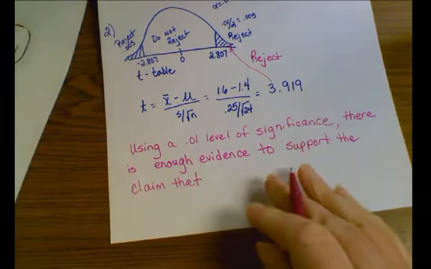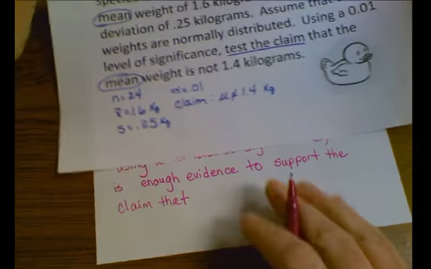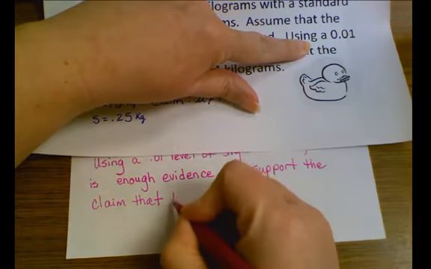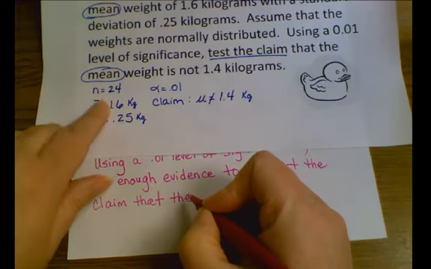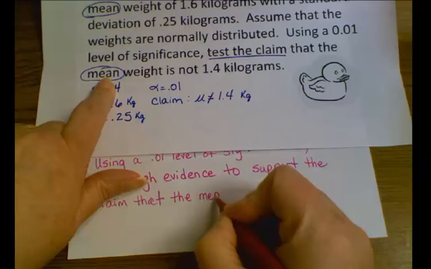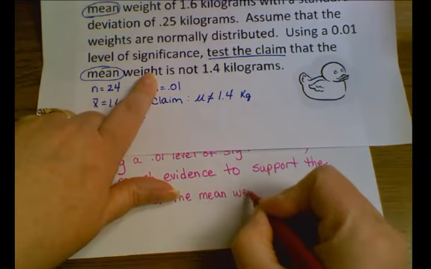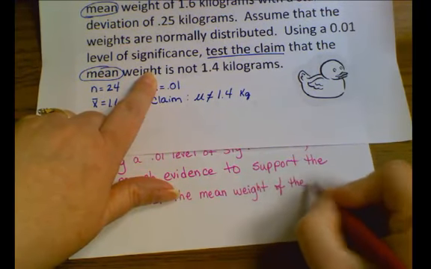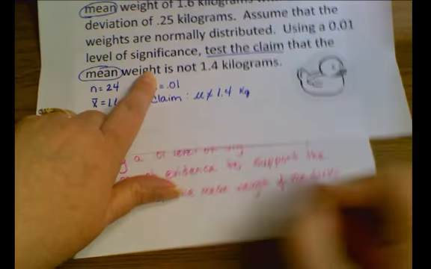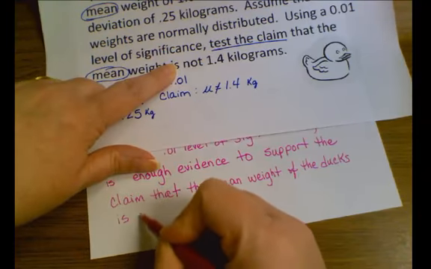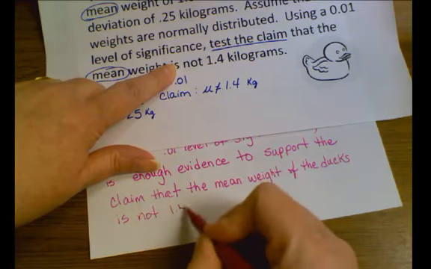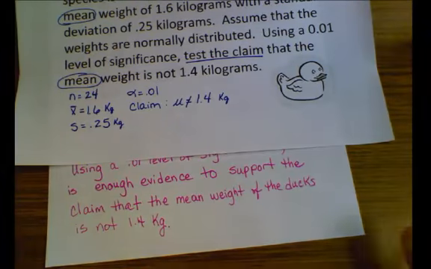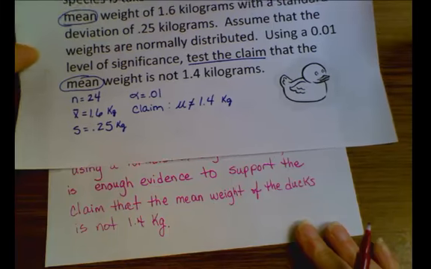and here's where it gets really easy. You take your problem and you go and find the phrase, claim that the mean weight, and if I want to be fancy, I want to say of the ducks is not 1.4 kilograms. And you just copy it word for word from the problem.